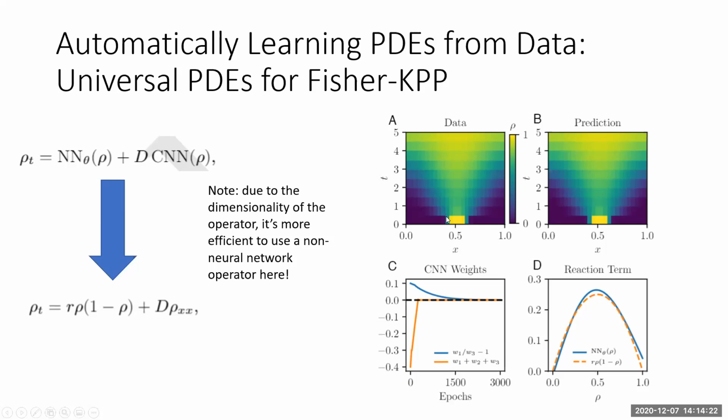And so you can take in some spatial temporal data, throw it in, and train these embedded neural networks inside of these differential equations, and what it basically spits out is that you have a quadratic term plus a diffusion term, and so this is a Fisher KPP equation.